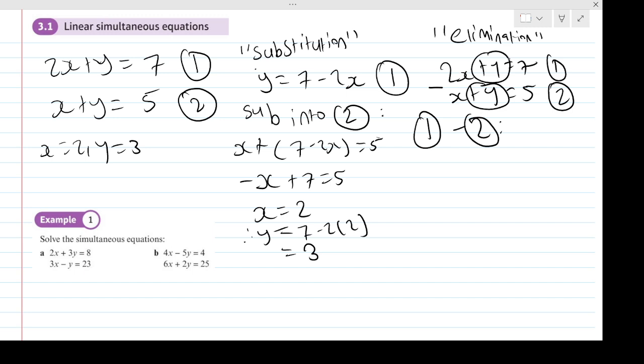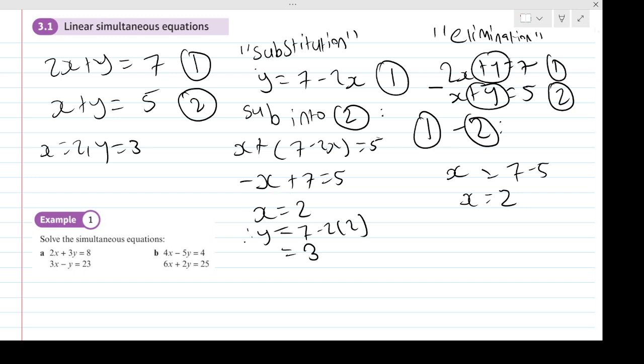So by taking the two equations away, we get 2x minus x, but that's just x. Then I have plus y, take away y, which gets rid of the y. So I'm simply left with x equals 7 take away 5, which is x is 2. And what do you know? We get the same solution there.